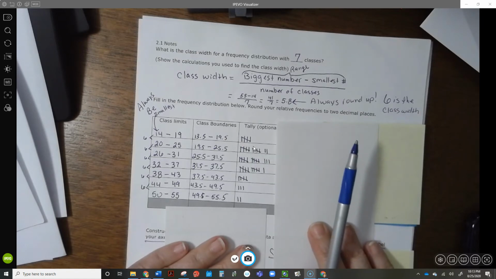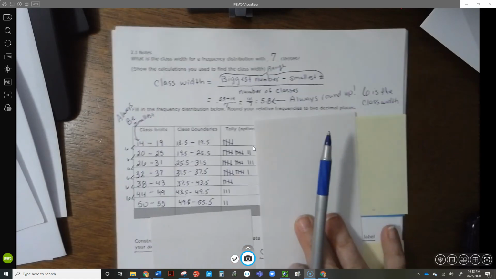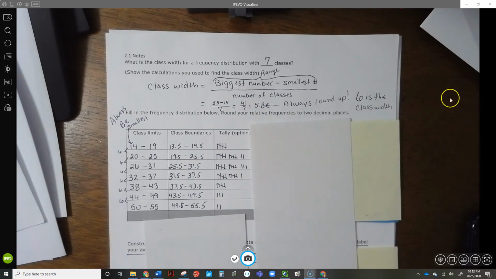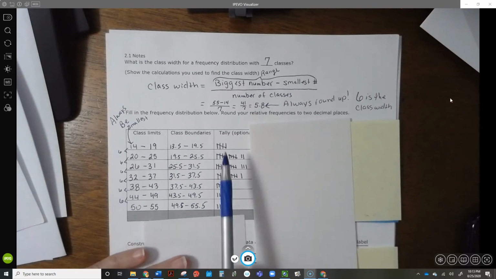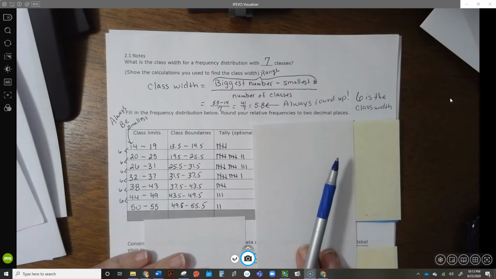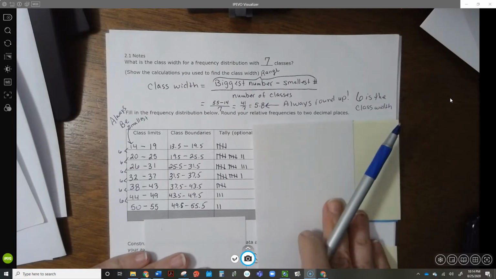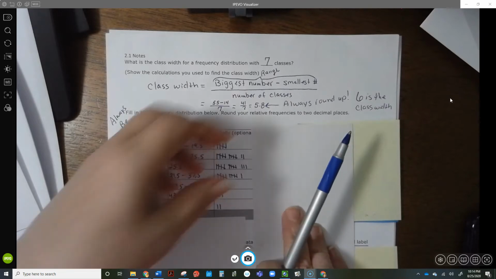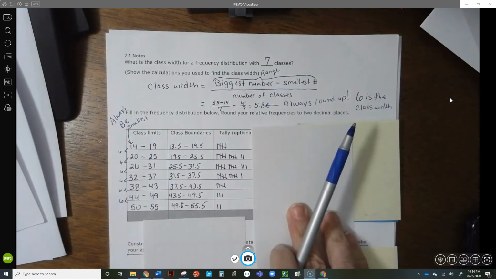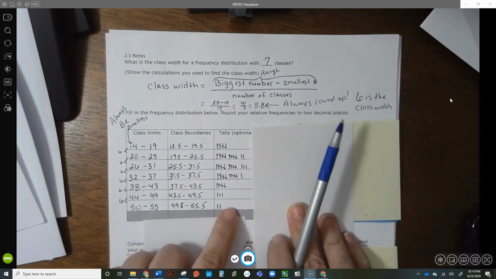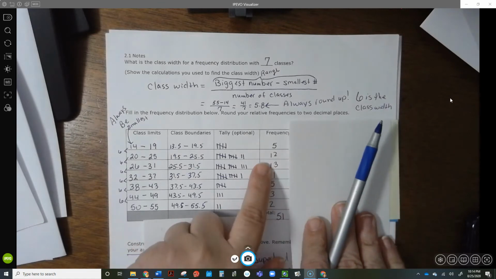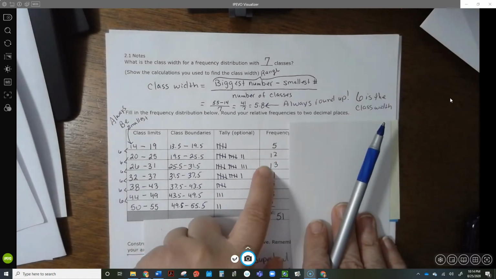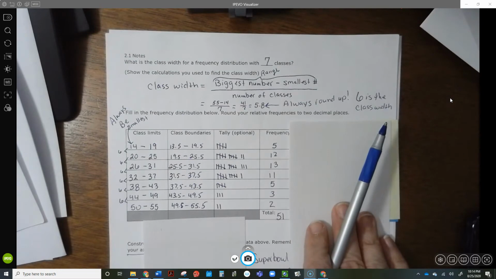Now you should take some time to do the tally marks yourself and see if they are similar to mine. I could be wrong. I mean, I did this in class one time. I saved it. Maybe it was last semester. I don't remember. But I could have made a mistake. So I end up with the frequency right here is 5, 12, 13. Either one of these could be wrong. So I could have miscounted.